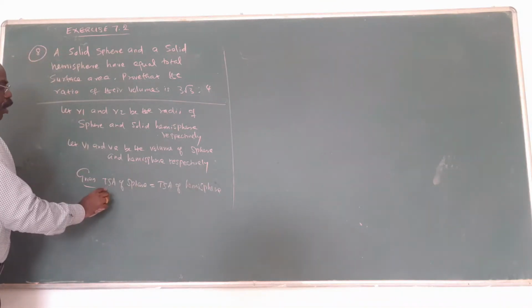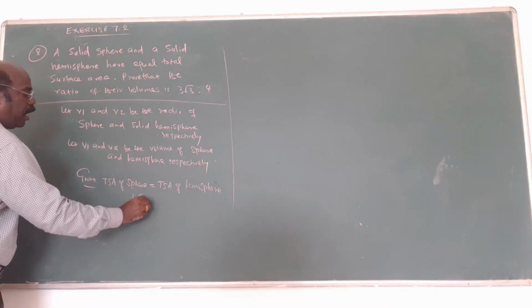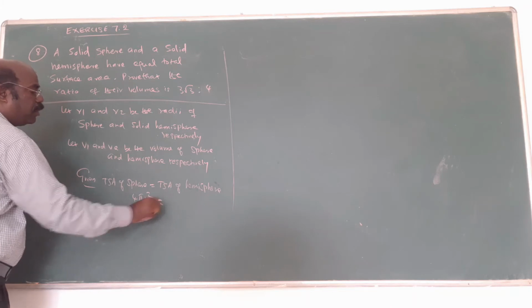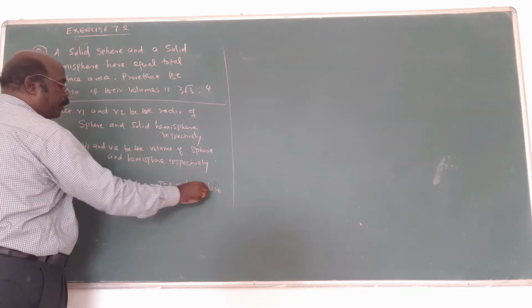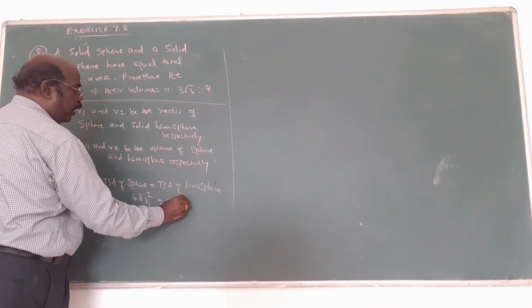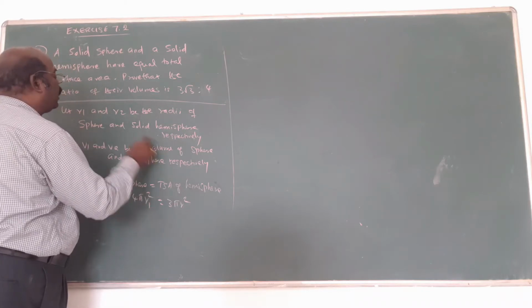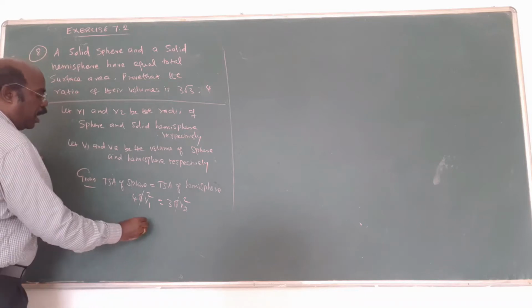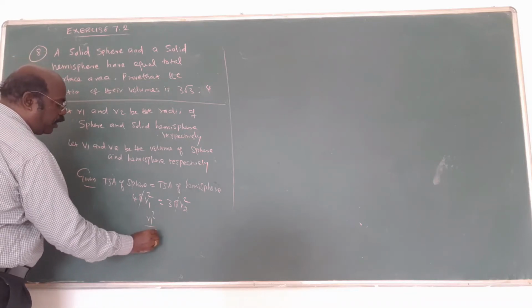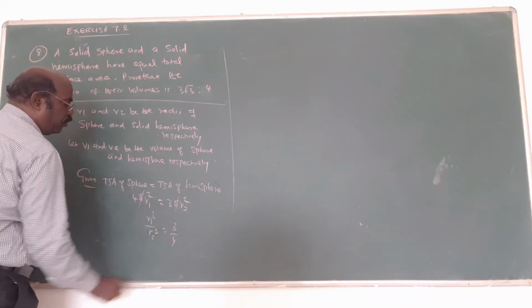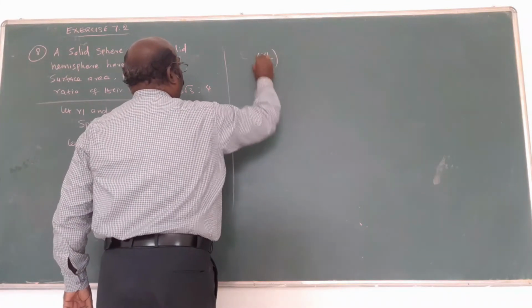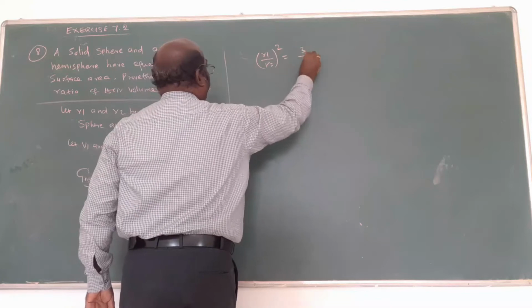Formula for total surface area of the sphere is 4 pi r square. But for the hemisphere, the total surface area is 3 pi r square. Here, with R1 and R2, pi cancels. Right? R1 square by R2 square equal to 3 by 4. This came as R1 by R2 whole square equal to 3 by 4.